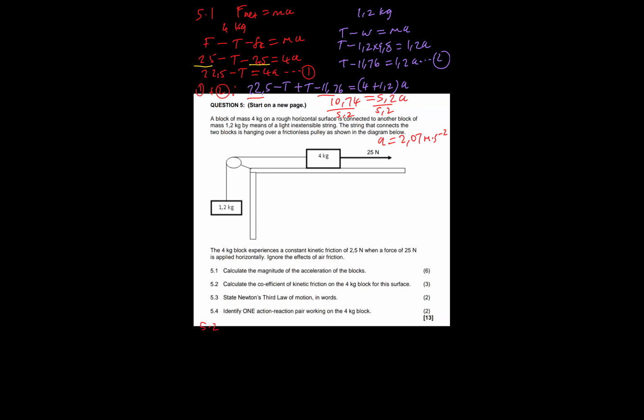5.2, calculate the coefficient of kinetic friction on the 4 kg block. So we are given the frictional force, ne? So Fk is given as 2.5. Mu k is what we are looking for. The N is the normal force, which is mg in this case, ne? That is 4 multiplied by 9.8. Therefore, mu k is equal to 2.5 divided by 4 multiplied by 9.8.